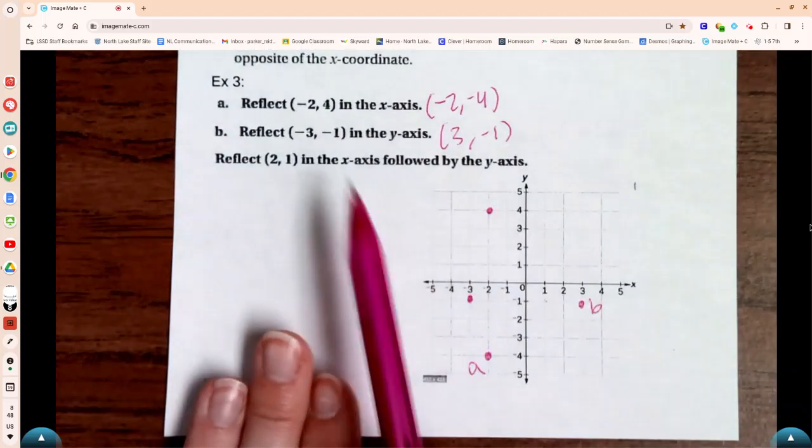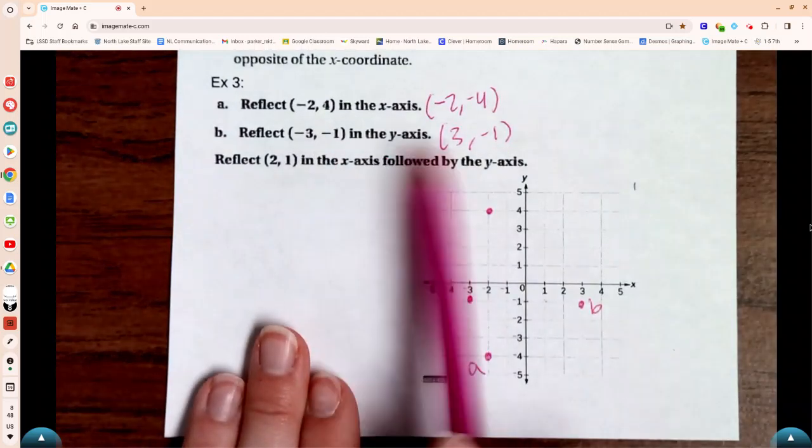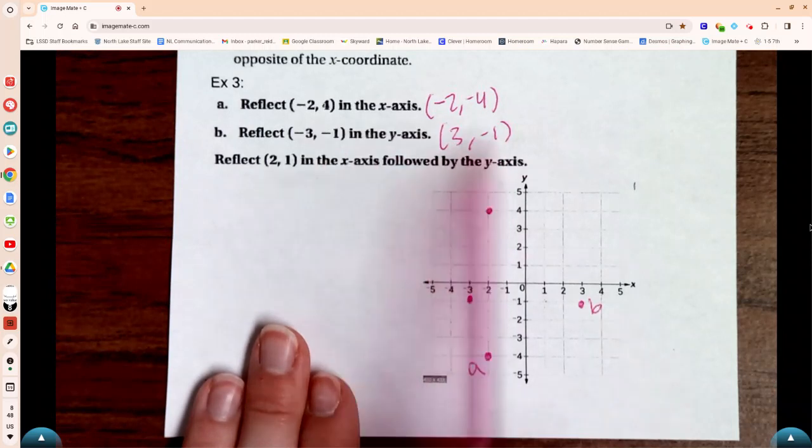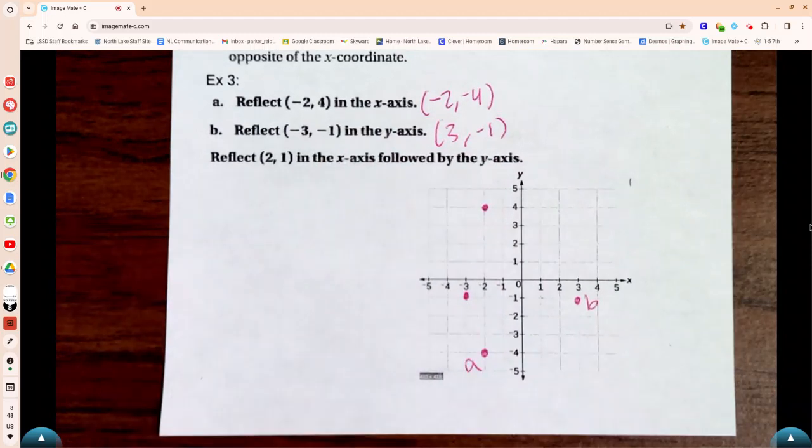Notice that this time when I reflected over the y-axis, y remained the same. That -1 remained the same. It was the x that became its opposite. So whichever axis you are reflecting over, that coordinate stays the same. It's the other one that turns into its opposite.